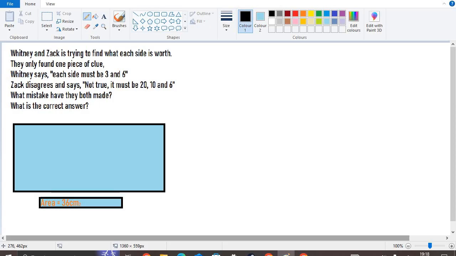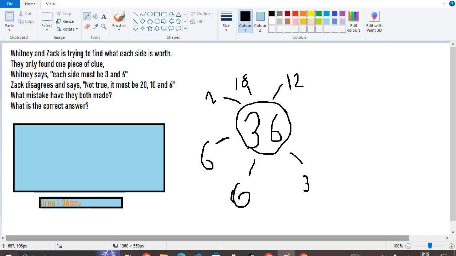Because of timesing, we have to find the factors of 36. I found all the factors: 18, 2, 6, 6, 12 and 3 as well. Now we're going to have to eliminate the ones that aren't appropriate for this type of shape. 2 we can immediately eliminate because it will be very small. 18 is too large, and it cannot be that. Now we're left with 6, 6, 12, and 3.